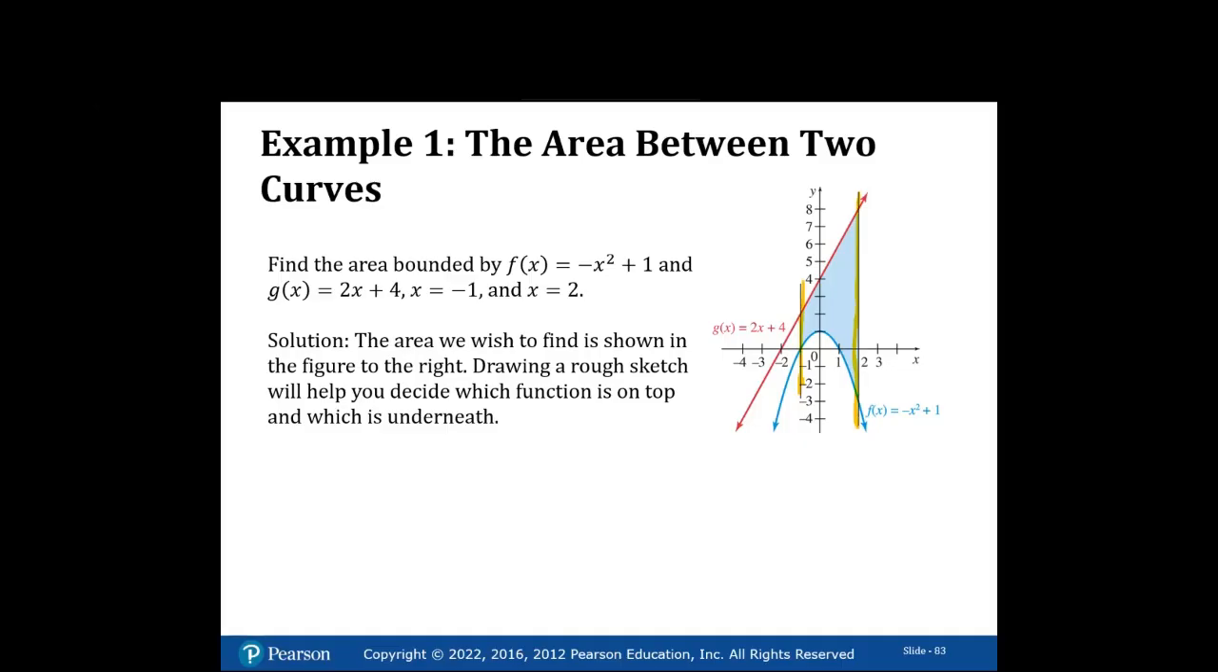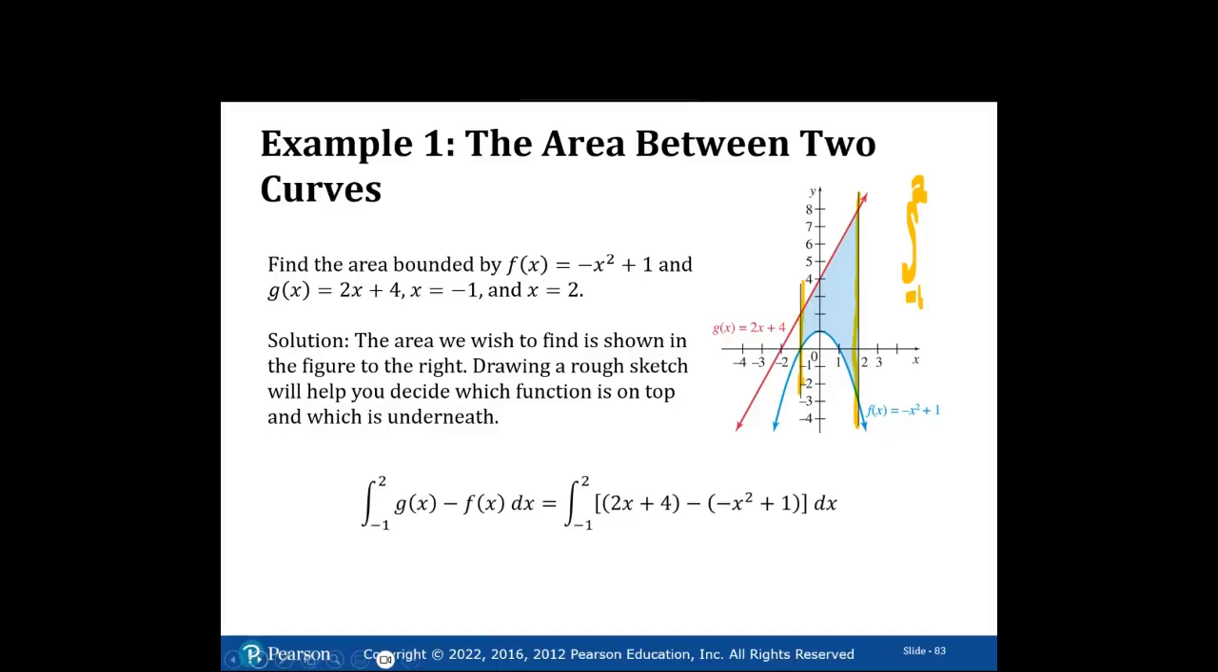So where I have x equals negative 1 and x equals 2, those are going to be my bounds on the integral, right? My smaller one and my bigger one, because those are my x values I want the area from. And the other thing that we need to determine is which function is on top and which function is on the bottom. Drawing a rough sketch doesn't have to be completely accurate, just so that you can see which one's on top and which one's on bottom. That lets you know how to set up that integral.